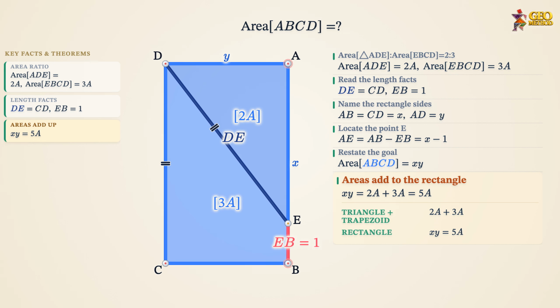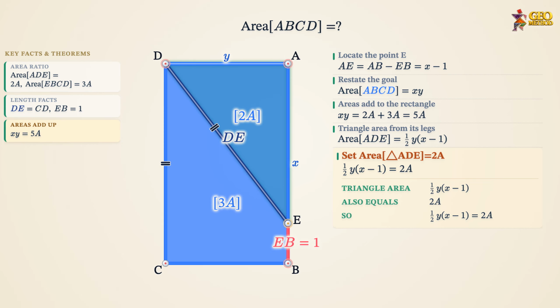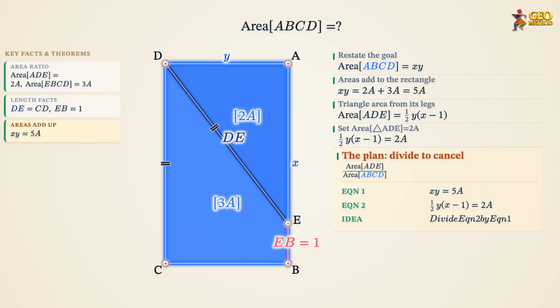That's our first equation. Triangle ADE is right-angled at A, so its two legs are the height y and the base x minus 1. The area of a right triangle is half the product of its legs, giving 1/2 times y times x minus 1. But we were told that same triangle is 2a. Setting the two expressions for its area equal gives 1/2 y times x minus 1 equals 2a. That's our second equation.